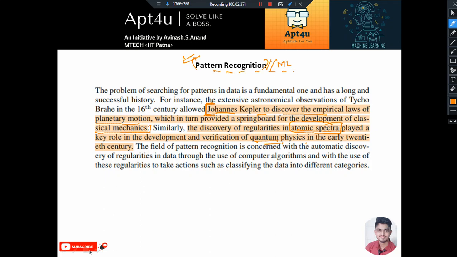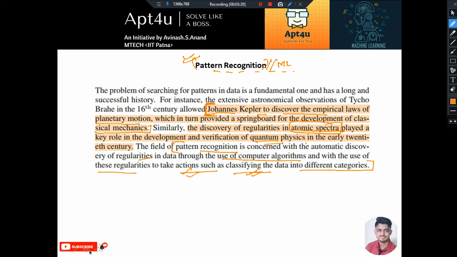Both are very closely related, and these examples are evidence of how patterns present in data were observed very carefully, meaningful insights were generated, and those led to the development of several theories. The field of pattern recognition is concerned with the automatic discovery of regularities in data through the use of computer algorithms, and with the use of these regularities we take actions such as classification of the data into different categories. Once we recognize the pattern present in a data set using computer algorithms, that pattern can be used to take actions like classification of data into different categories.